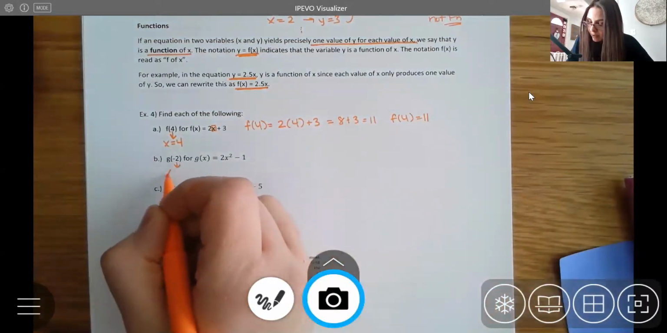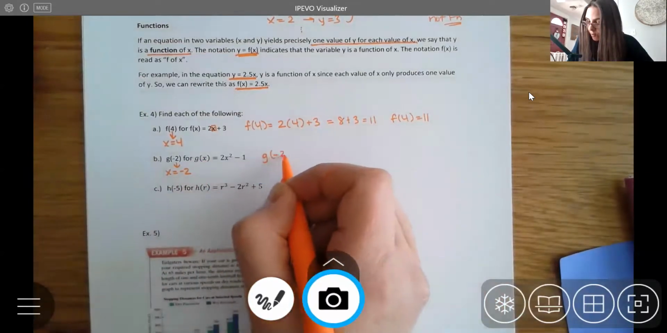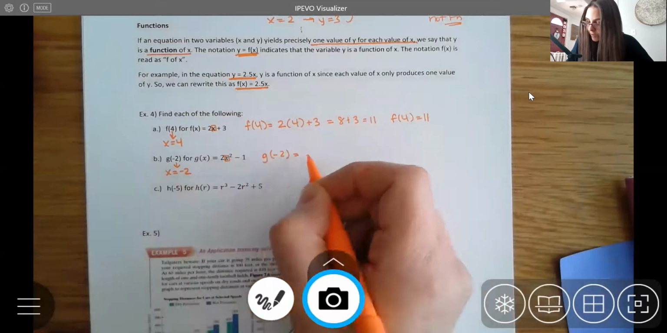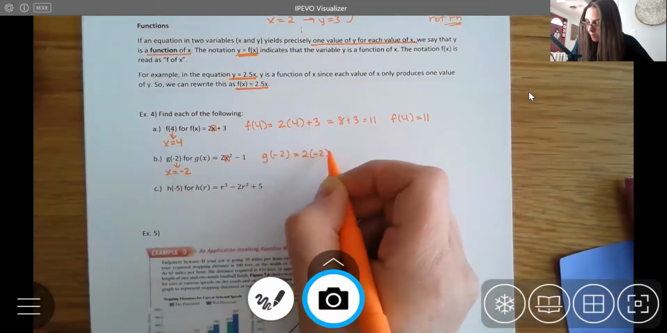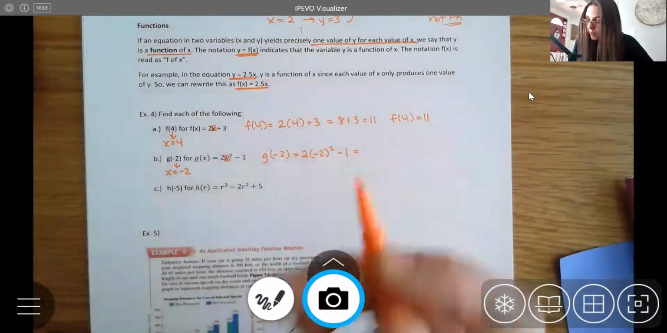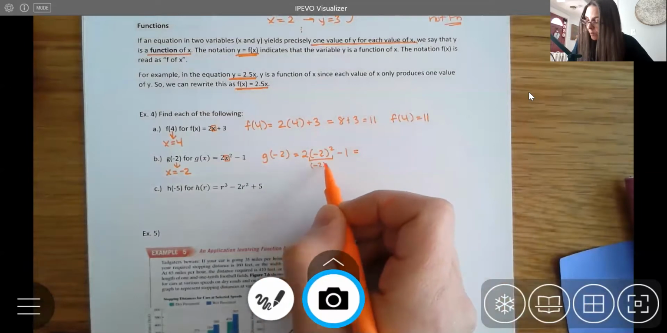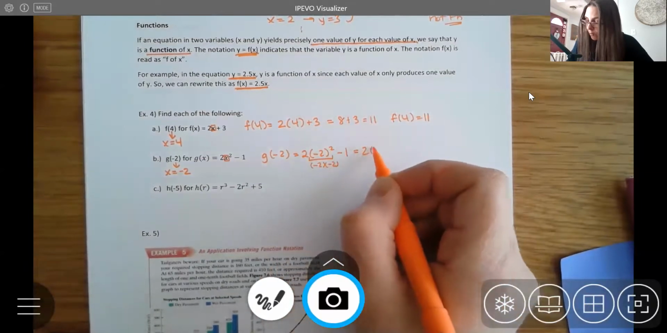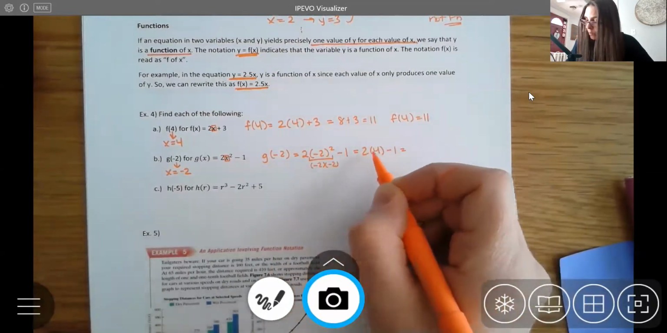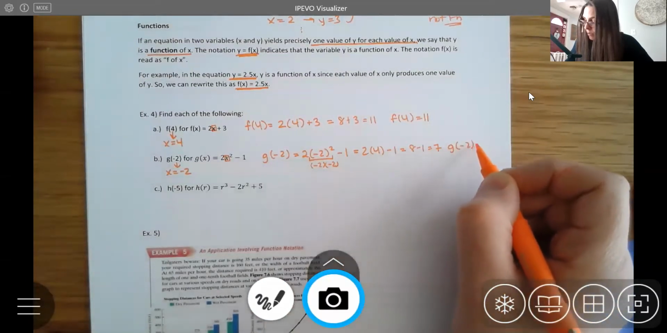Same thing here. The inside value just gives you -2. So we take our function, and anytime I see an x, I'm just going to replace it with -2. Watch your order of operations. I have to use my exponent first here. So this is -2 times -2, which is 4. 4 times 2 is 8. 8 minus 1 is 7. So I have g of -2 equals 7.